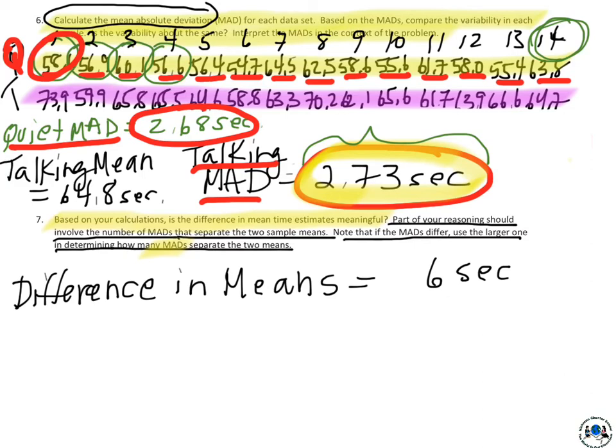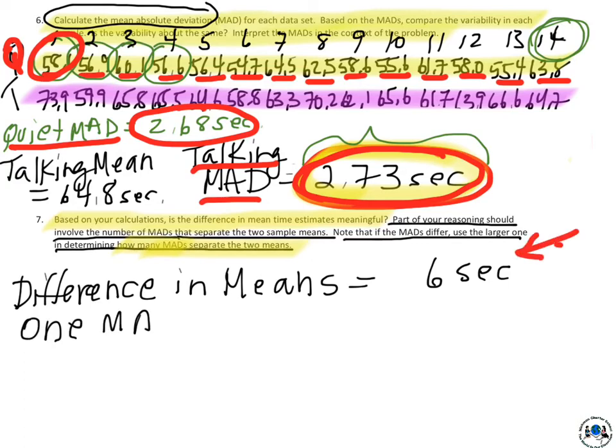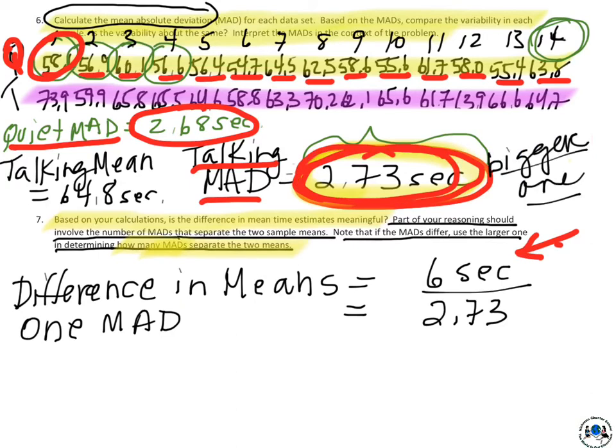So we have the difference in the means is 6 seconds. Now, we are trying to find out how many MADs separate the two means. How many 2.73 seconds there are between the two means. So we're going to take that 6 seconds, which is the difference in the two means, and then divide it by 1 MAD. That makes sense.